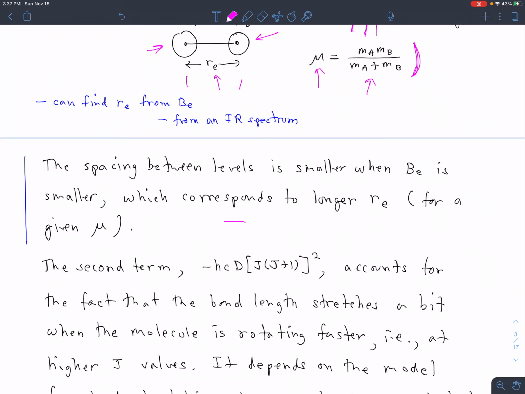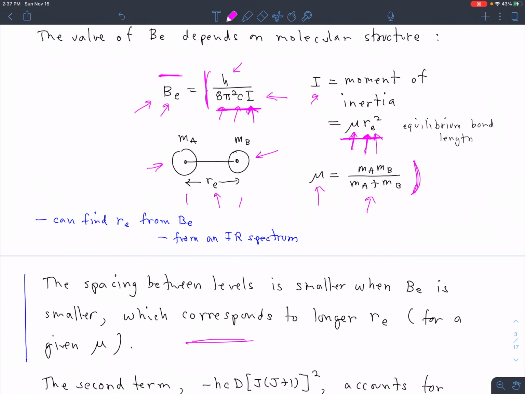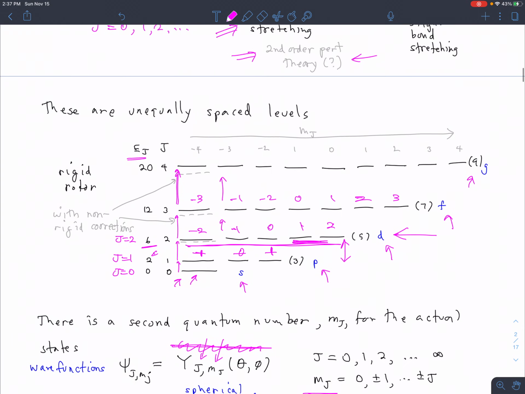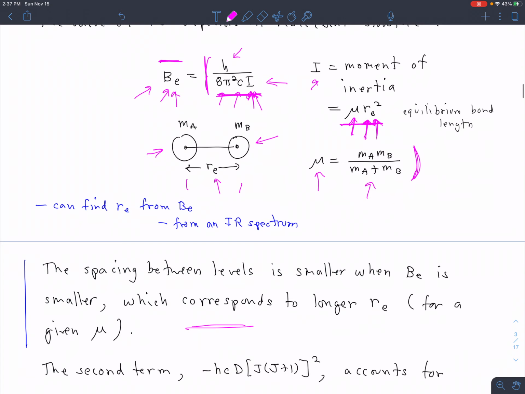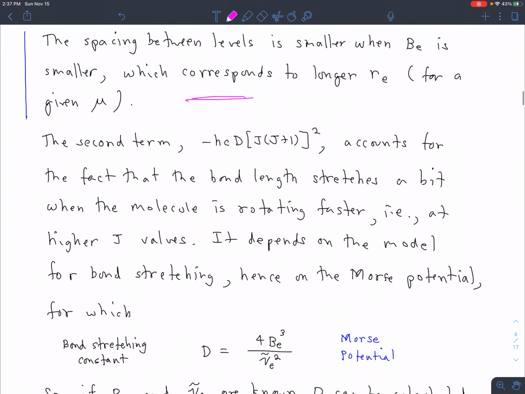I'm looking at this comment I made here in the notes, and it's just saying that because the moment of inertia is in the denominator here, as the bond length gets longer, B sub E gets smaller, and B sub E is the gap size, basically, or it's proportional to the gap size. So these gaps get smaller the longer the bond length is, or they get bigger the smaller the bond length is. And therefore, the gap size is important to the molecular geometry, helps us determine the molecular geometry.